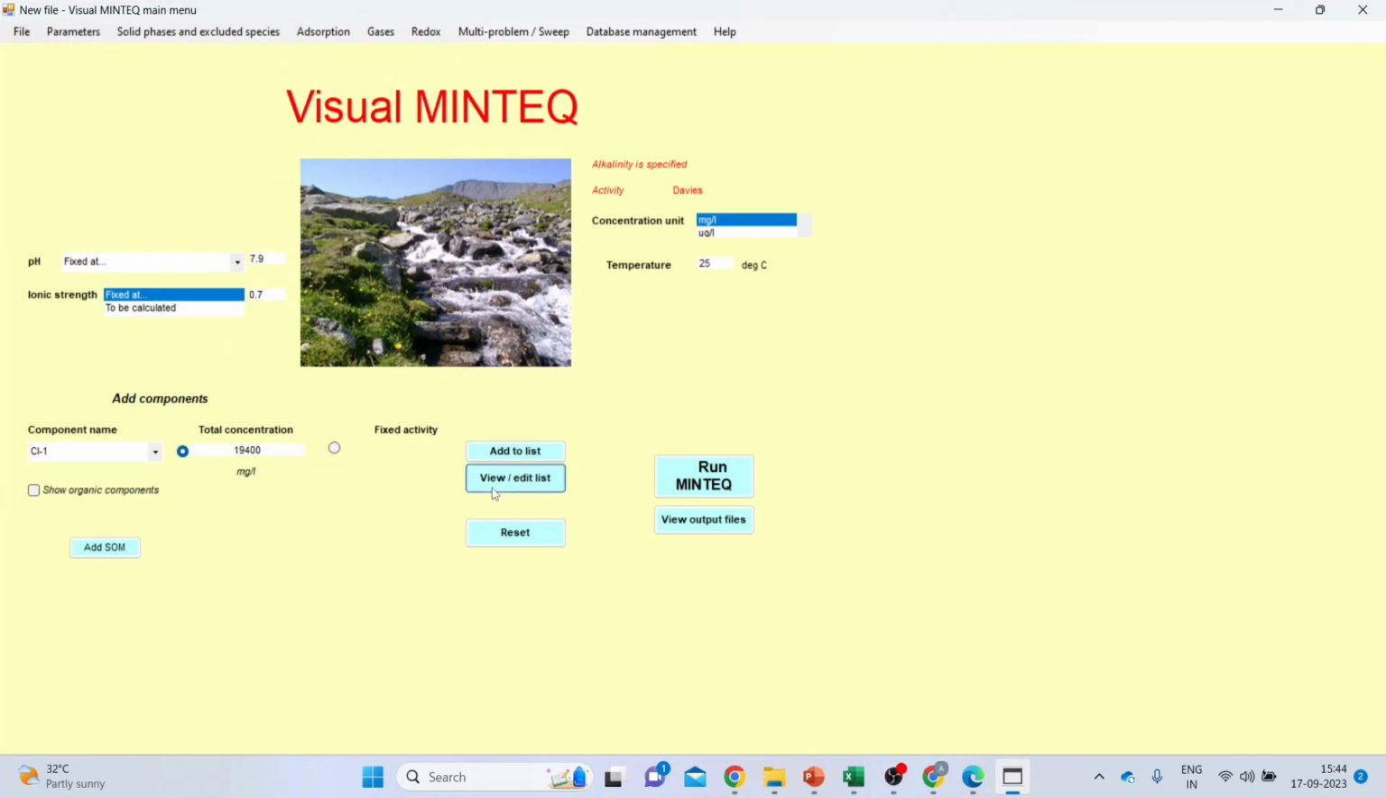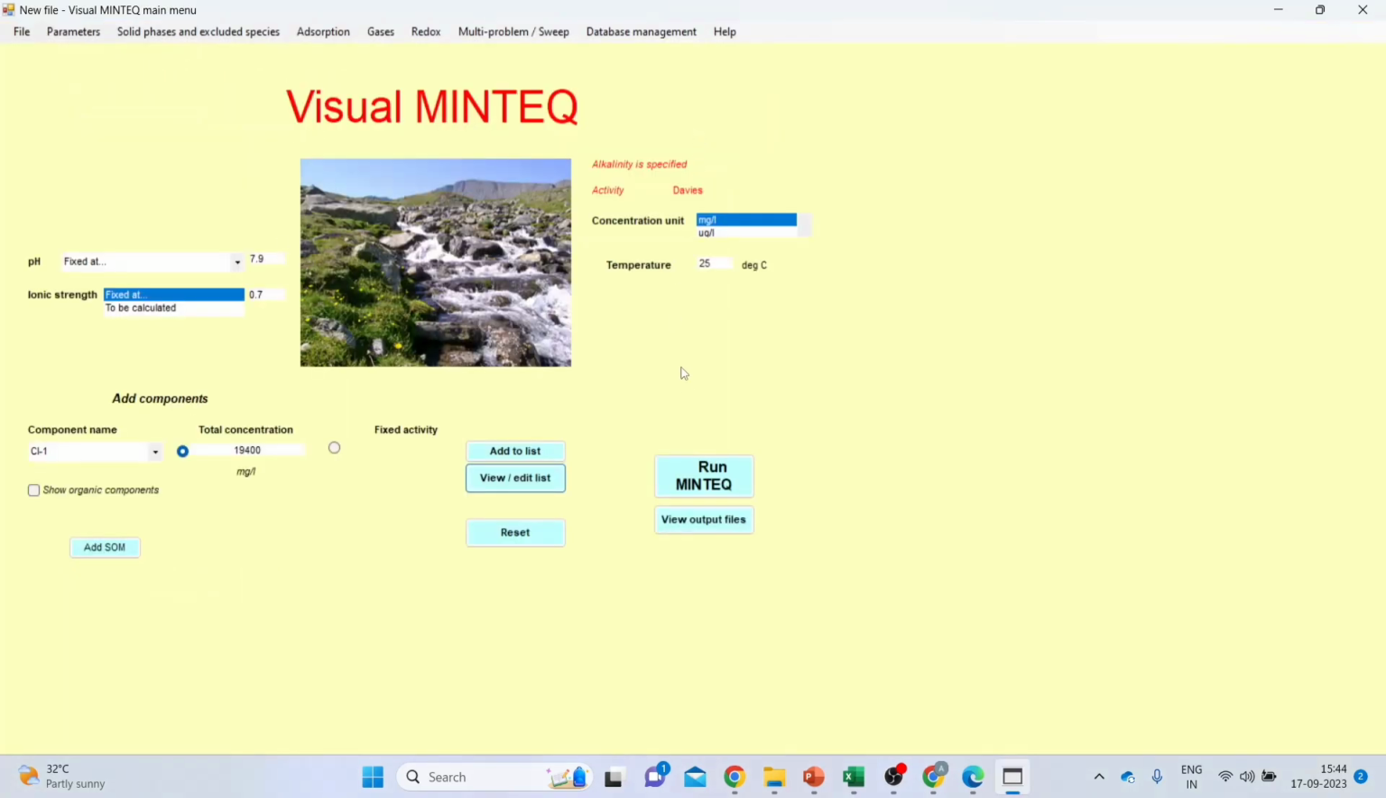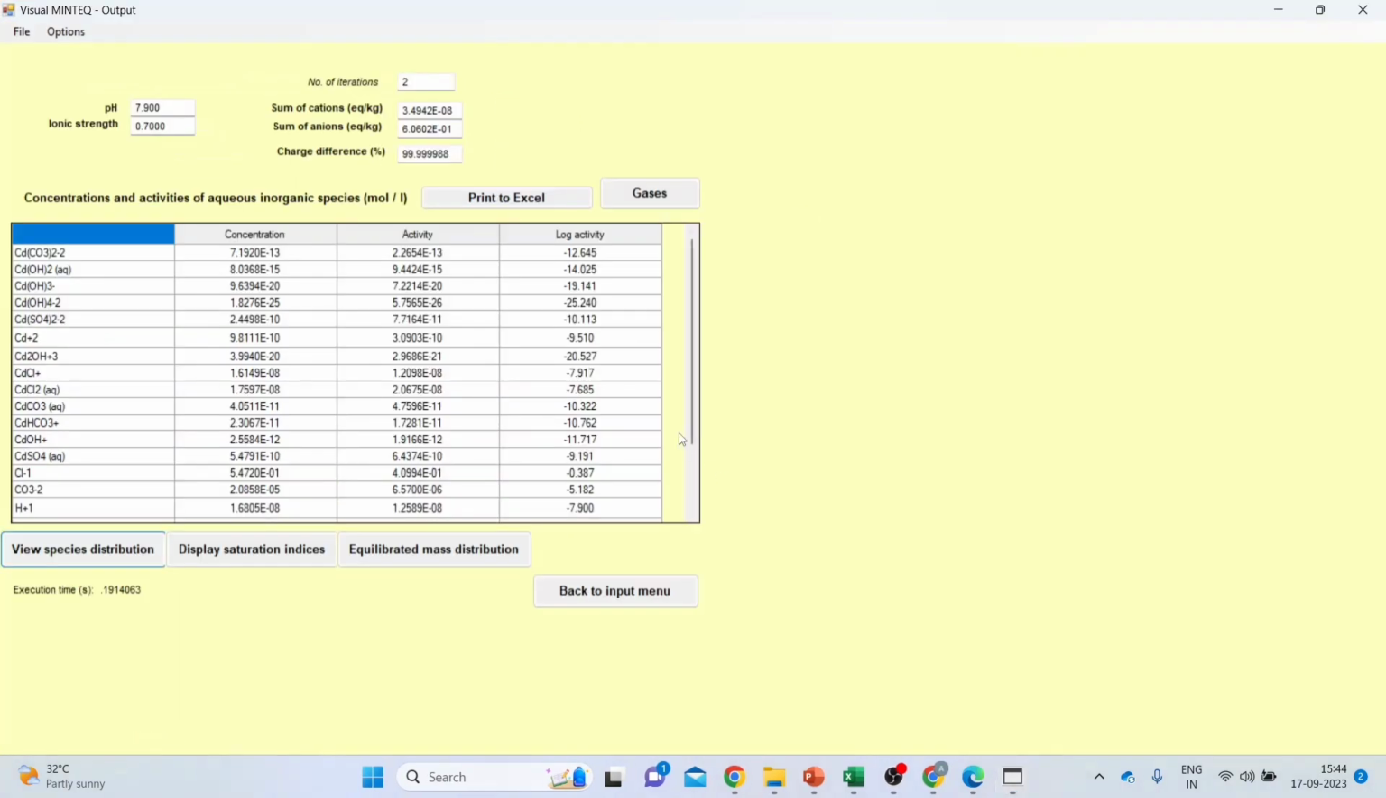So let's first check the list which we have added. So this is correct. All these are in milligrams per liter. So we'll go back and we will run the MINTEQ. So as we can see, we have fixed the pH at 7.9. Ionic strength was fixed. So this is the overall distribution of the species.